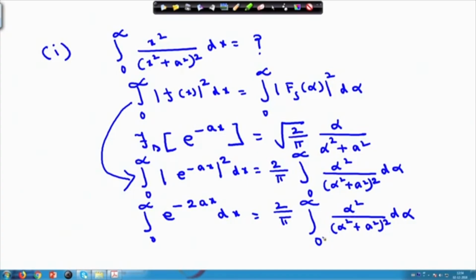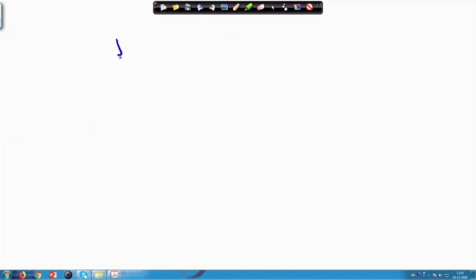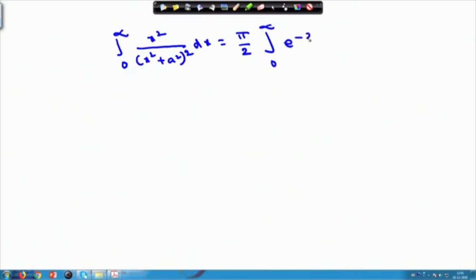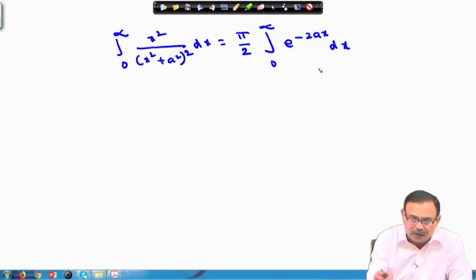So, if I change the parameter alpha to x, I will obtain the integral 0 to infinity x square by x square plus a square whole square dx, and exactly the value of this integral I have to evaluate. So, by changing the parameter on the right hand side from alpha to x, I can write down 0 to infinity x square by x square plus a square whole square dx. This is nothing but pi by 2 into the integral 0 to infinity e power minus twice a x dx. And very easily I can find out the value of this integral.